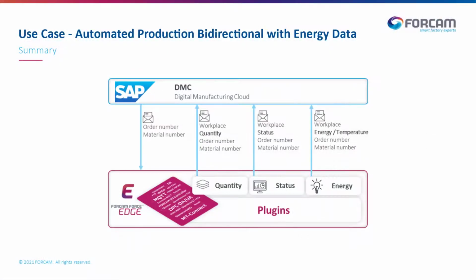To summarize this, with use case automated production bidirectional with energy data, we do not only have the machine signals for automated production, but also the bidirectional functionalities, which allow for combining process and metadata with a one-piece execution.